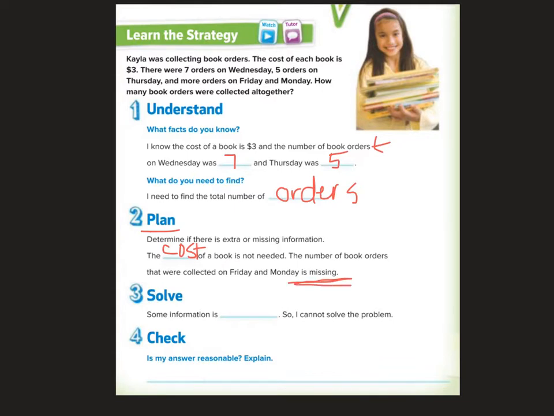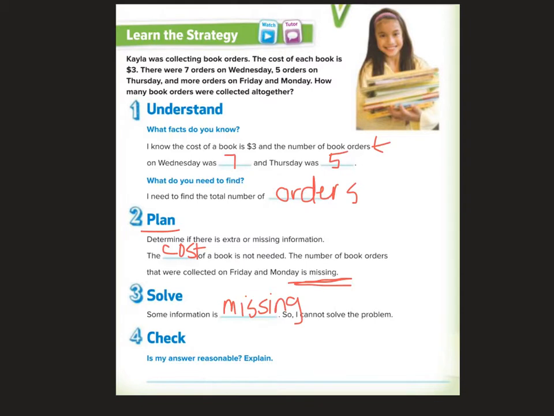Okay, if it gave us the information that the same number of books were ordered on Friday and Monday, and then gave us the total number of books ordered the whole week, then we could figure that out. But they just said some were ordered on Friday and Monday. So some information is missing, and they gave us too much information that we didn't need. But if there's too much information, we can still solve the problem. In this case, there's not enough information, so we cannot even solve the problem.